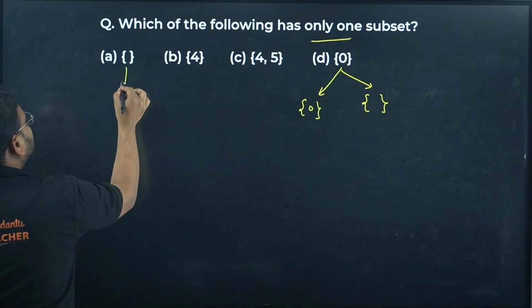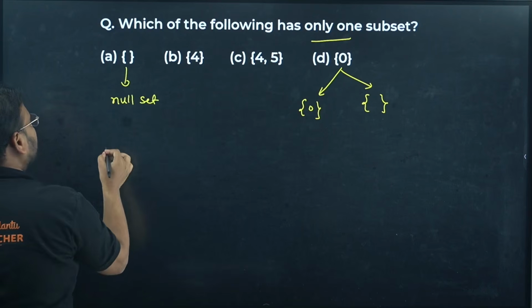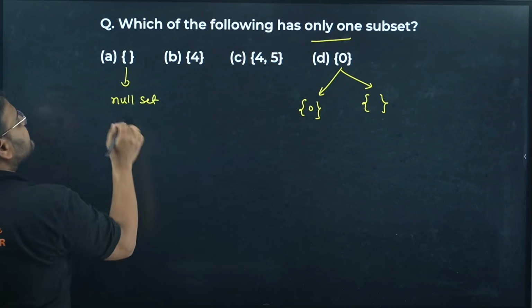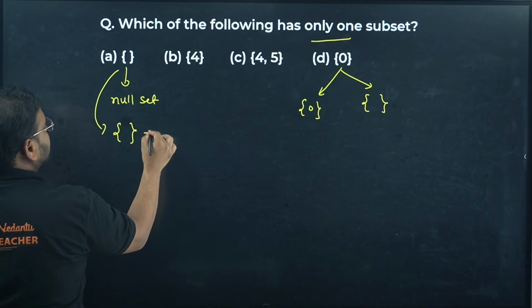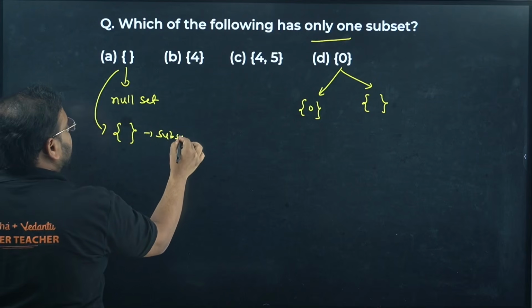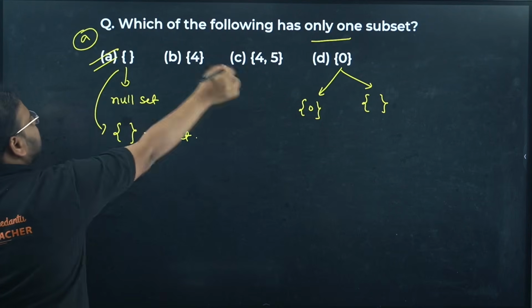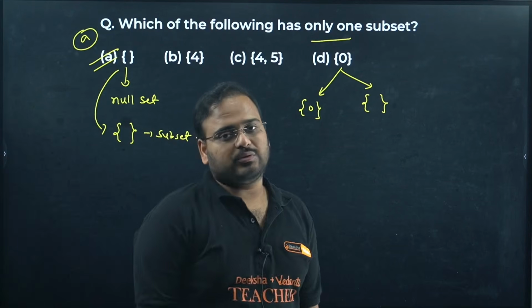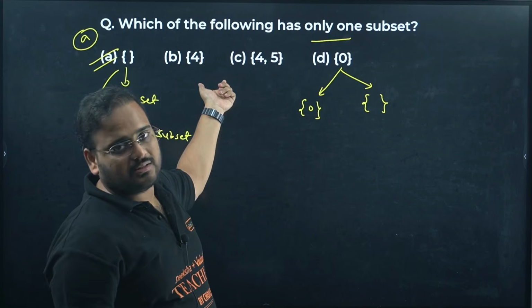What is this? This is a null set, and we have learned that every set has a subset of itself. Okay, it means this is the subset also. Hence the answer is this. Every other element if you take will have more than one. This will have the same set 4 and the null set also.